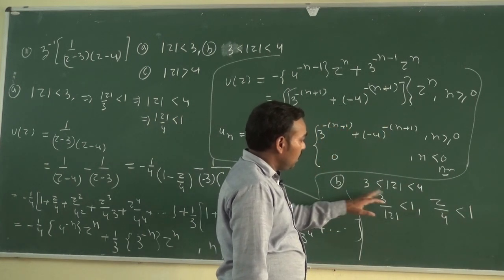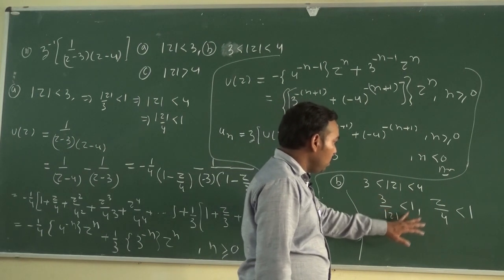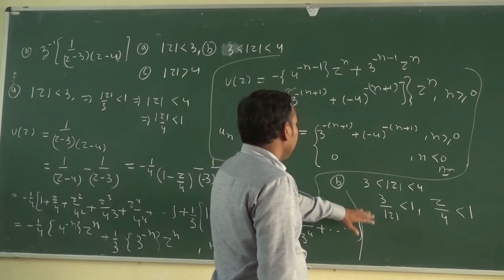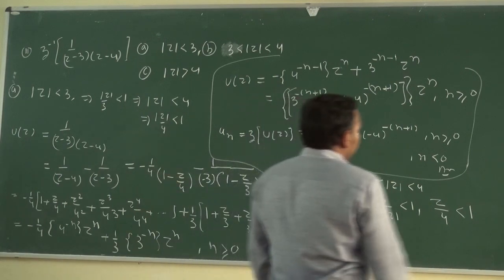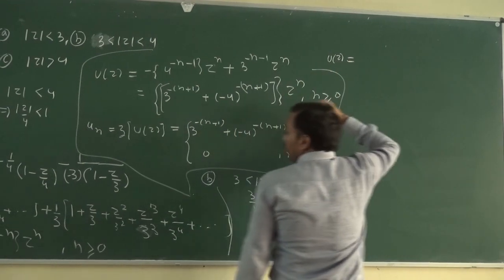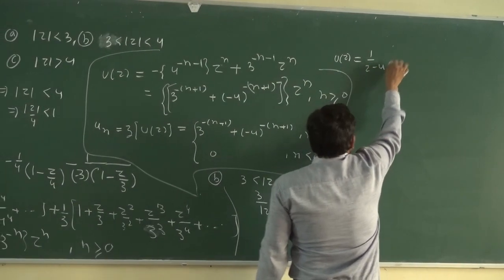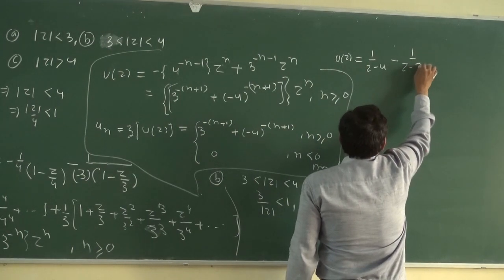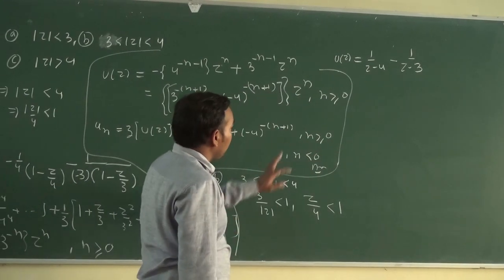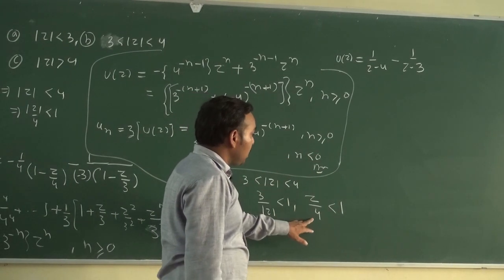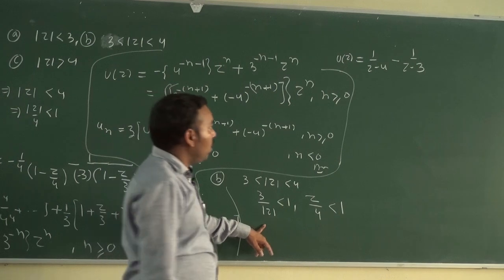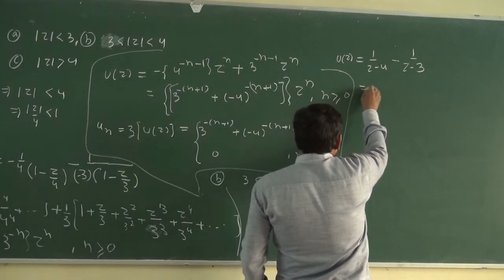Means 3 upon mod z less than 1 and z upon 4 less than 1. So we can say, given u of z equal to 1 upon z minus 4 minus 1 upon z minus 3, expand z minus 4 in terms of z upon 4 and expand z minus 3 in terms of 3 upon mod z.